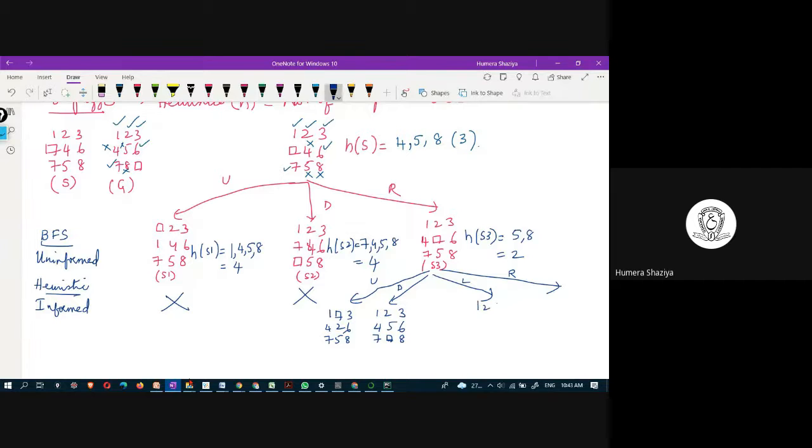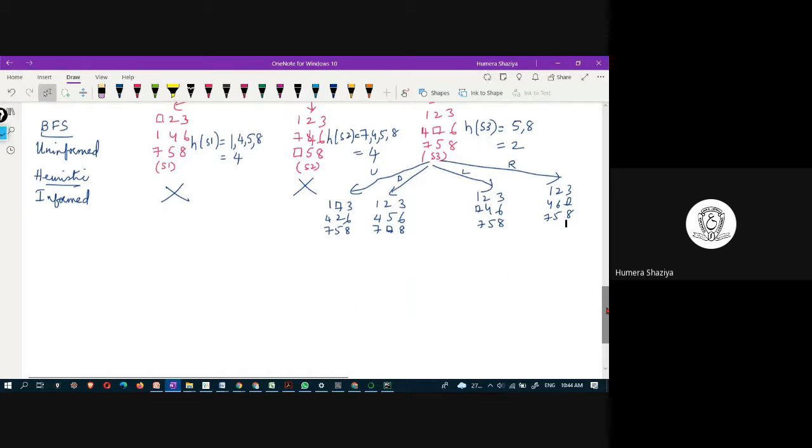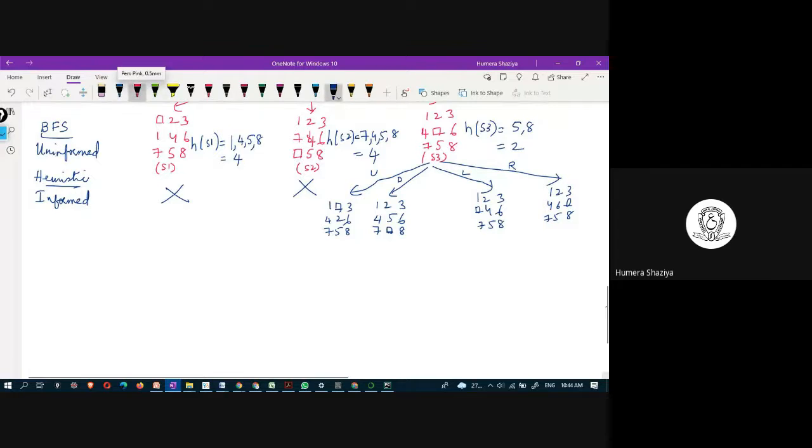Left: 1, 2, 3, empty, 4, 6, 7, 5, 8. Right: 1, 2, 3, 4, 6, empty, 7, 5, 8. And when we calculate the heuristic for S31, S32, S33, S34, compute the heuristics.